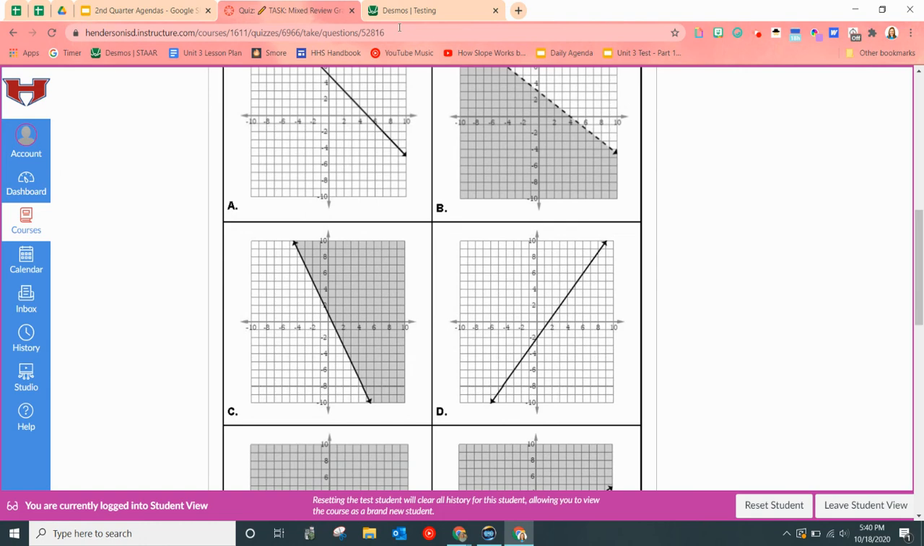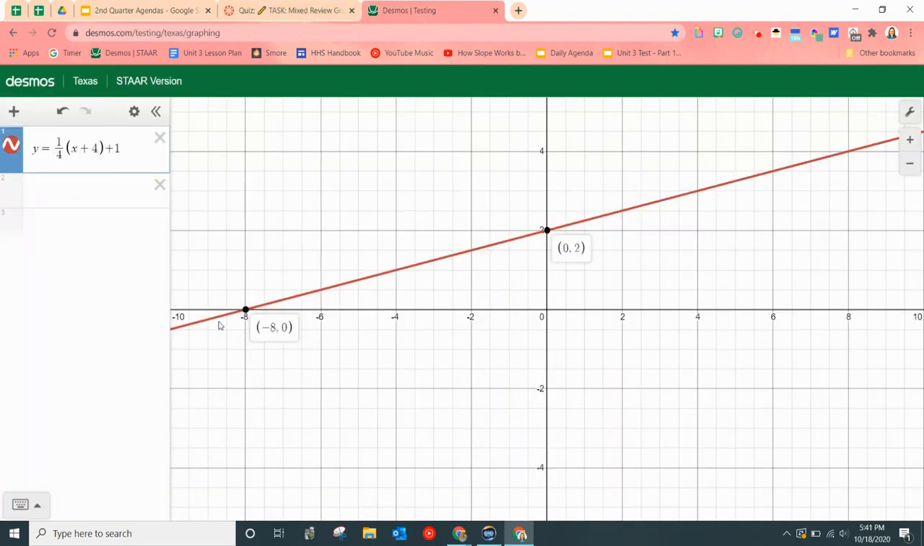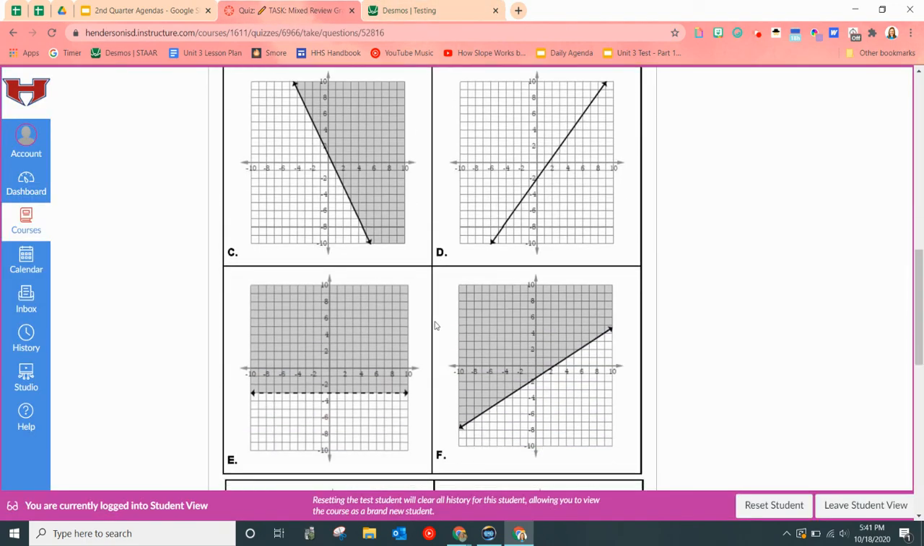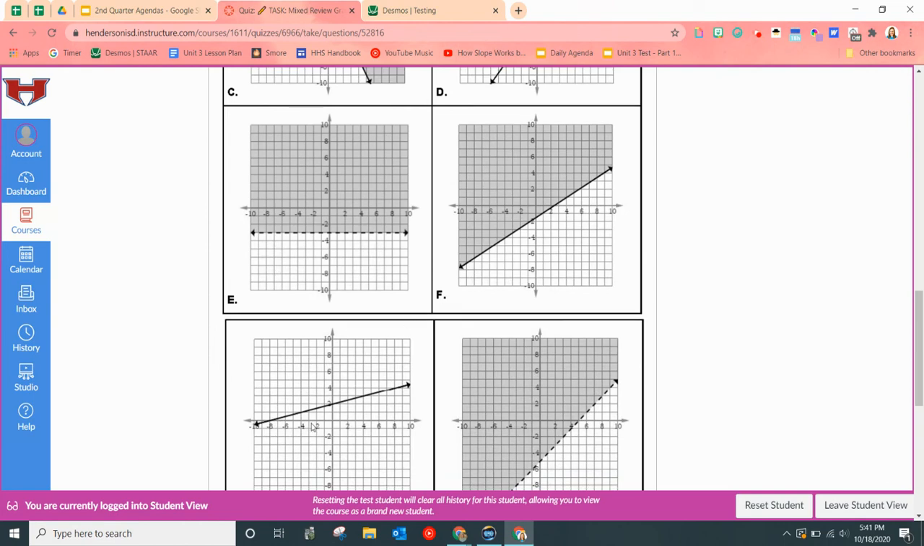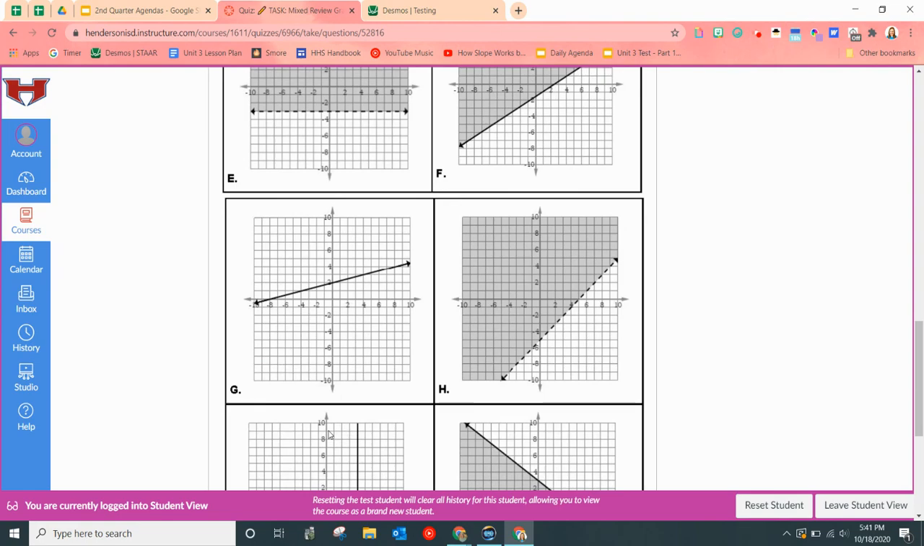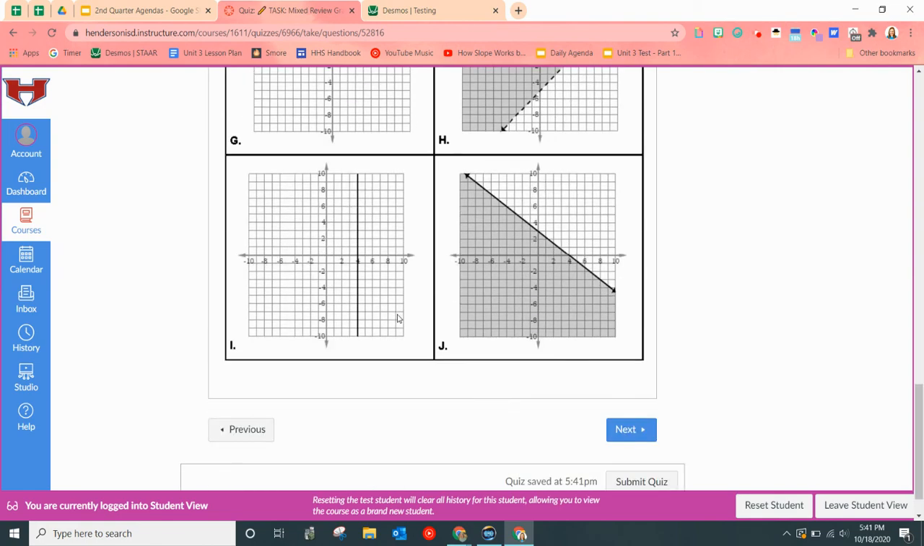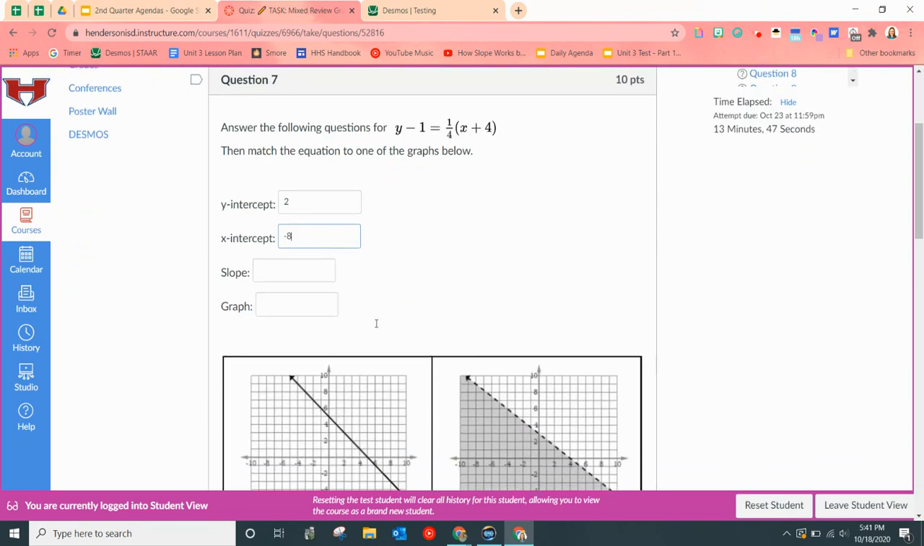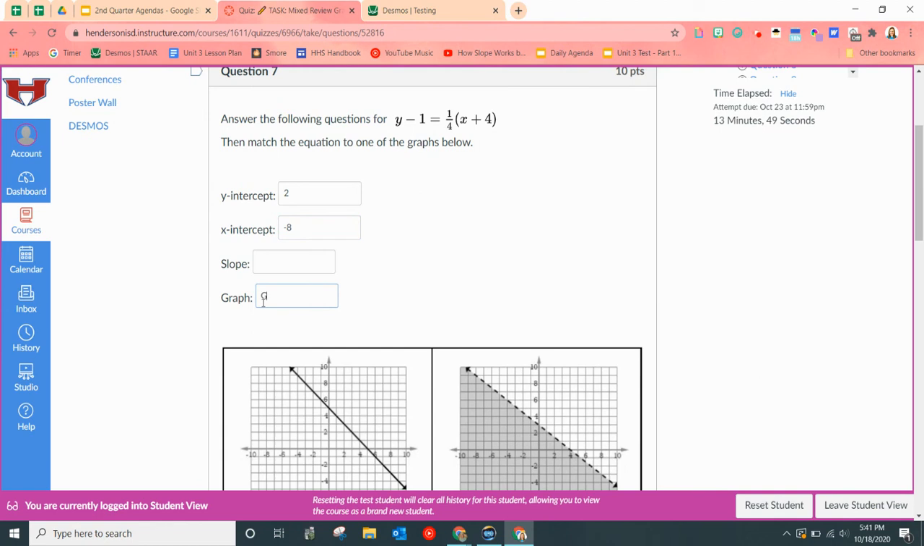So we know and notice the shape of your line. It's increasing, so it's a positive slope and it's above the origin. So that's kind of important. So not this one, because this one's below the origin. Oh, it's this one right here. 2, crossing at negative 8, it's above the origin. I'm pretty sure it's G. Yep, it's got to be G. So my graph is G.